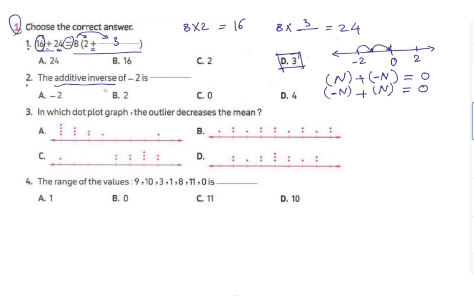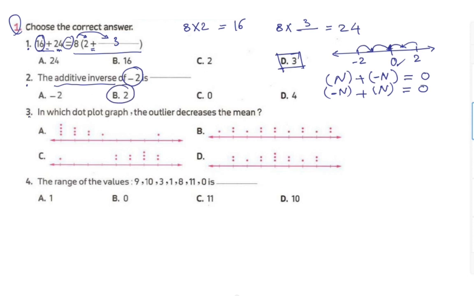If he asks us about the additive inverse of 2, it is negative 2, because I will move 2 steps to the left, and also I will have 0. So the additive inverse of negative 2 is 2.